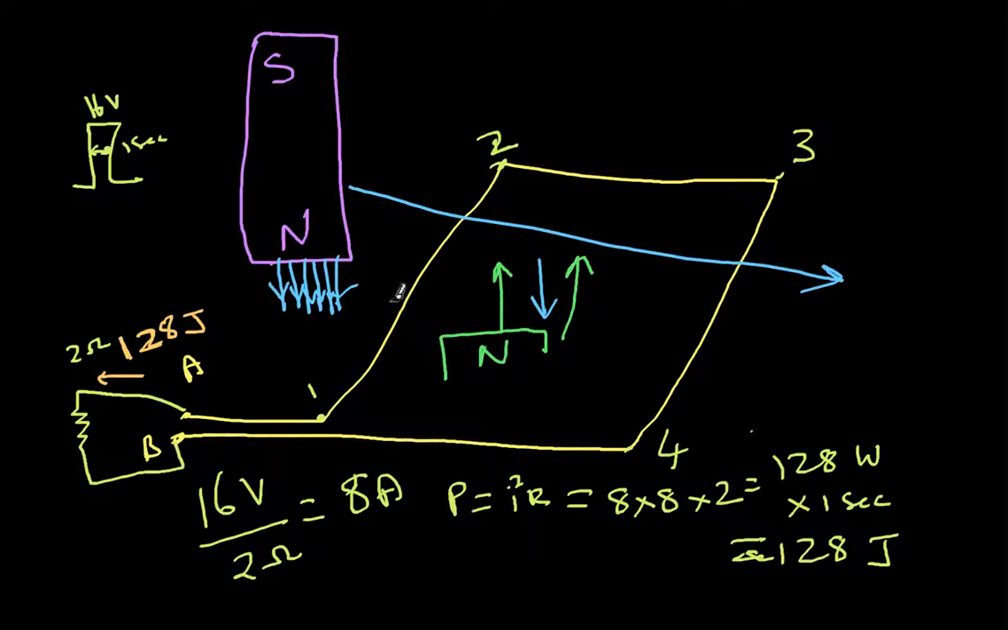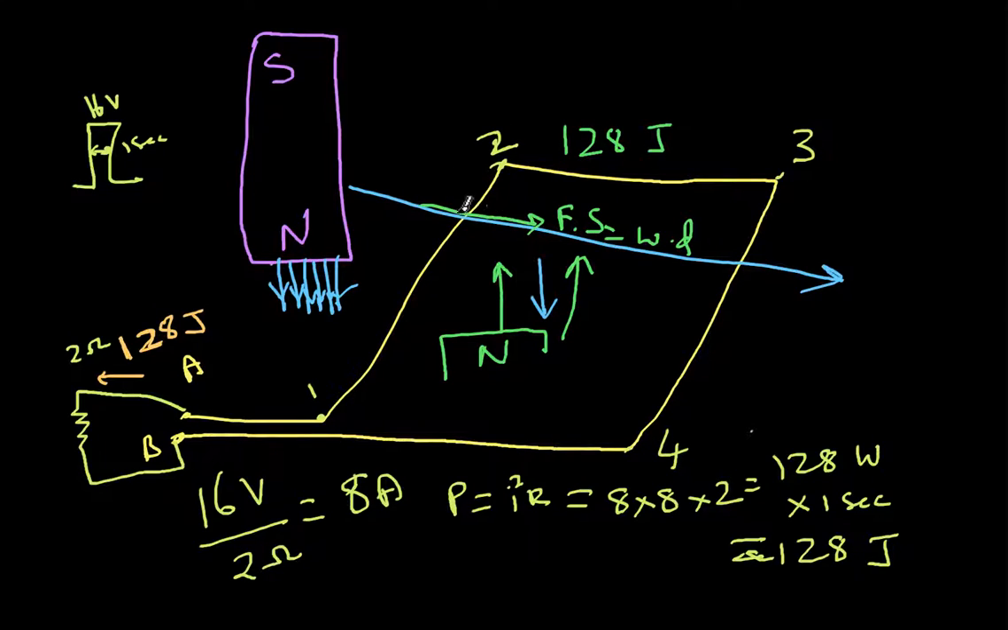If you try to bring two north poles together, there will be a lot of repulsive force, so you have to do some work. Force into distance, this is the distance and this is the force. Force into distance is nothing but work done. By the time I move from here to here, I have to push the north pole against the other north pole. So force is generated and I have to push it. In that pushing, some mechanical work is done, and 128 joules of mechanical work is done here.